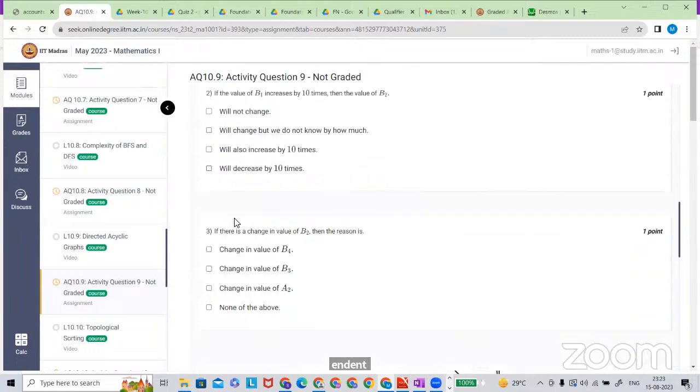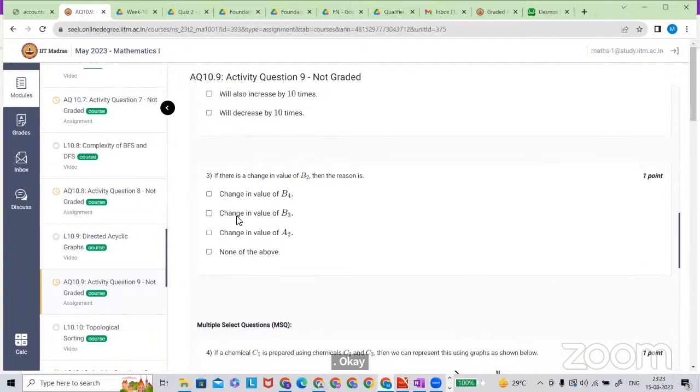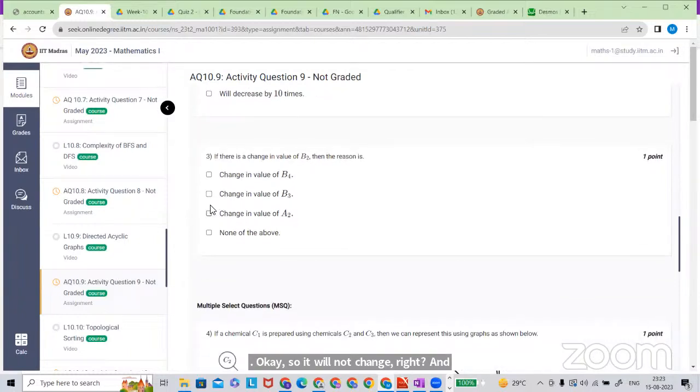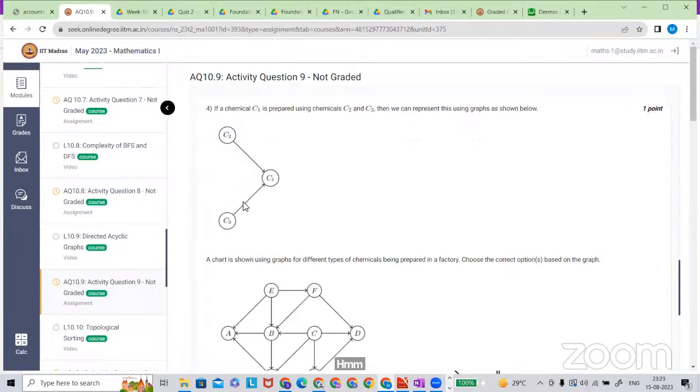And if there is a change in B2, then the reason is none of the above. Because it is independent, there will be no reason for its change. No one will be responsible for its change. Yes. Right.